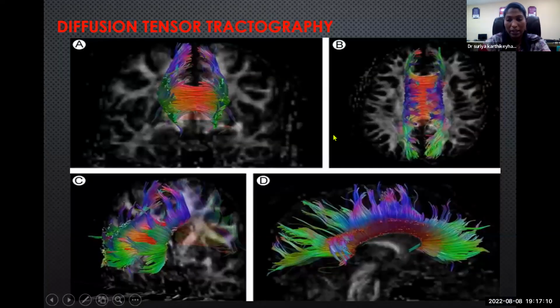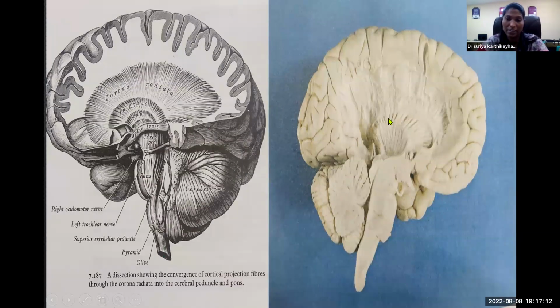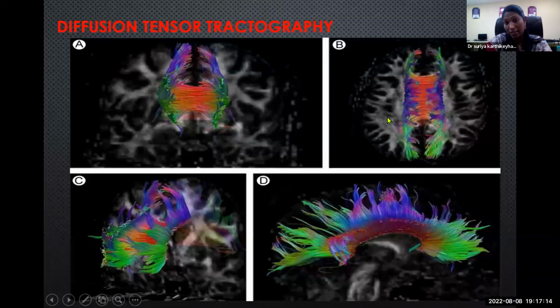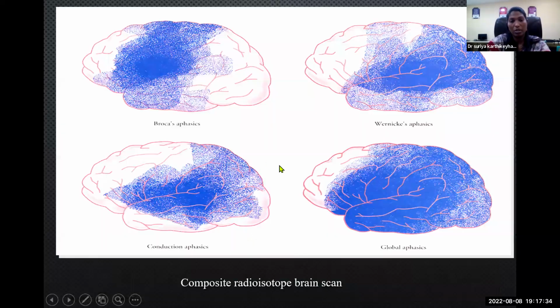Only in dissected specimens can we see the projection fibers, but there is an advancement now called diffusion tensor tractography. Diffusion tensor tractography can follow only the tracts alone. Only the tract alone can be imaged in diffusion tensor tractography, where you can actually see all these things alone.